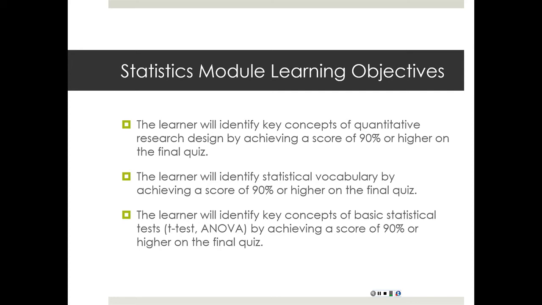There are 3 main learning objectives for this quantitative section. First, the learner will identify key concepts of quantitative research design by achieving a score of 90% or higher on the final quiz. Secondly, the learner will identify statistical vocabulary by achieving a score of 90% or higher on the final quiz. Finally, the learner will identify key concepts of basic statistical tests, including the t-test and ANOVA, by achieving a score of 90% or higher on the final quiz. If you have any questions about these learning objectives, please feel free to reach out to Dr. Preisman.